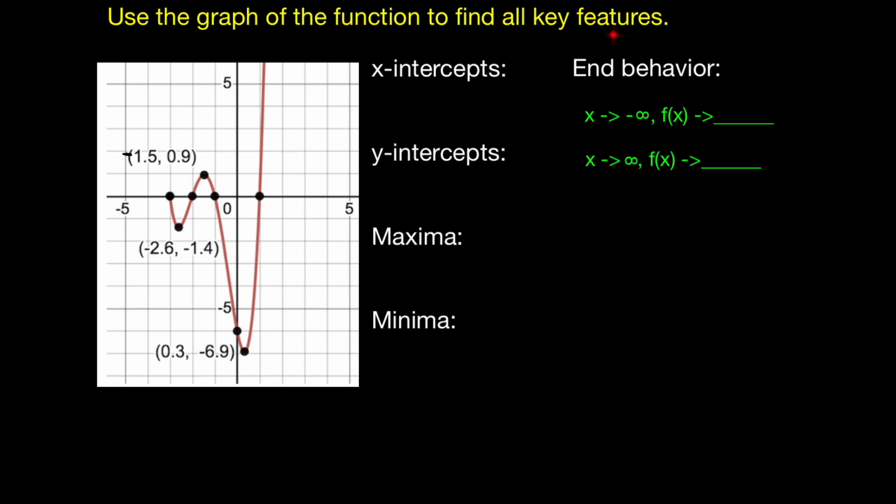Use the graph of the function to find all key features. I'm going to begin by grabbing the x-intercepts. Now here I have 4 x-intercepts. Those are all of the values that are on the x-axis.